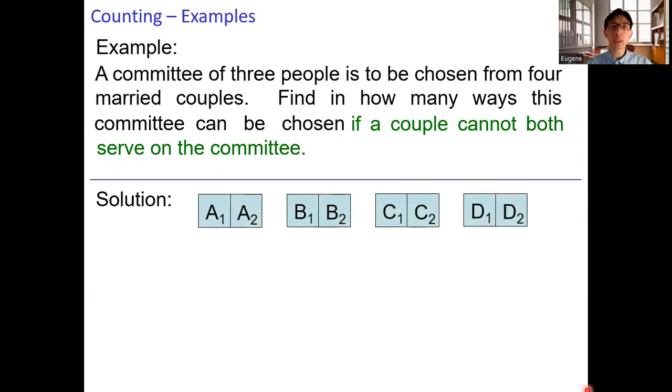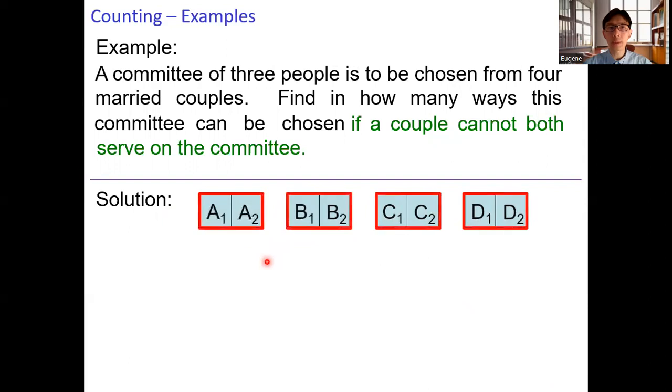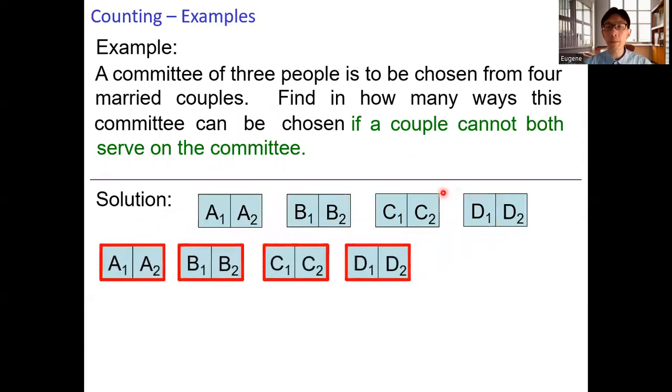So we will consider these 8 people as 4 units, one couple as 1 unit. We need to choose 3 people to be included in the committee. So we can choose out of these 4 couples. First, we choose 3 couples. So the number of ways to choose 3 couples out of 4 couples is 4C3, which is equal to 4.